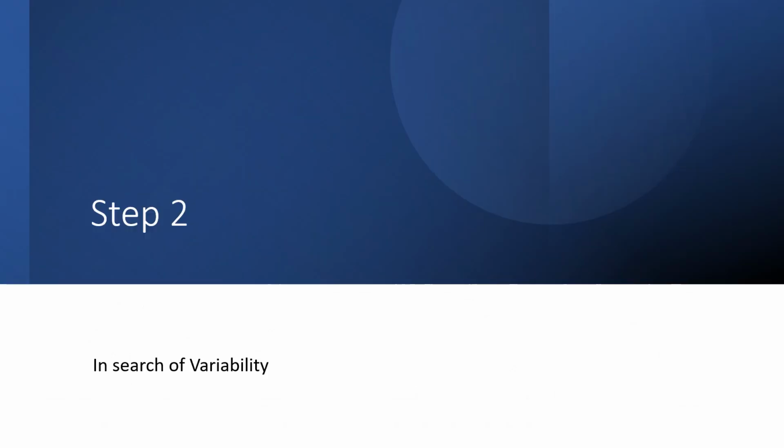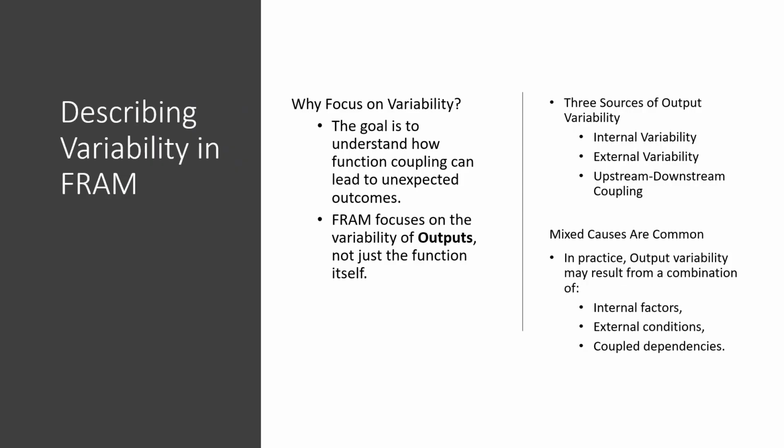I hope you enjoyed your second cup of tea. Step 1 was modelling the system. That's behind us. Step 2, what we're now going to worry about is we're going to go in search of and consider variability. So while we're focusing on variability, let's remind ourselves. The goal is to understand how function couplings can lead to unexpected outputs. FRAM focuses on the variability of outputs, not just the function itself.